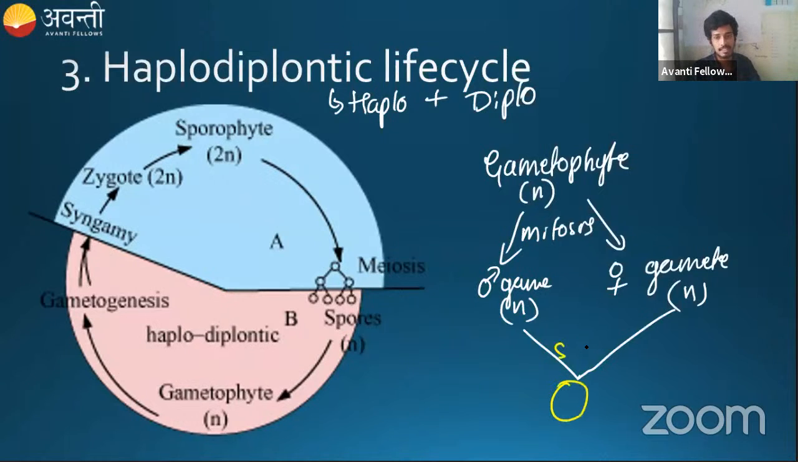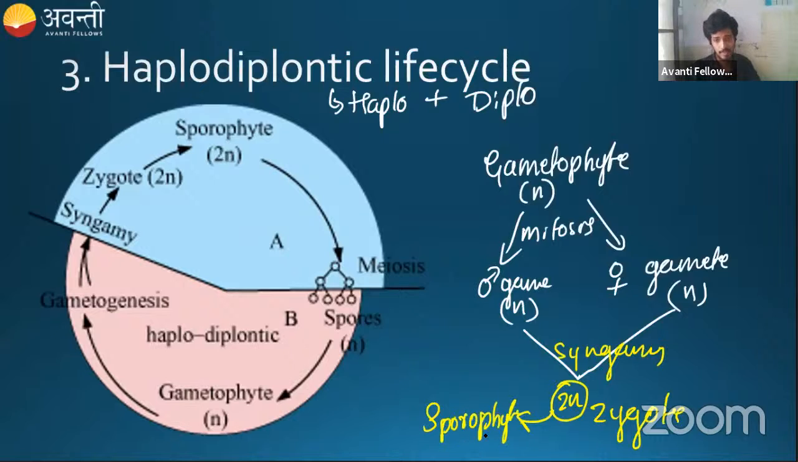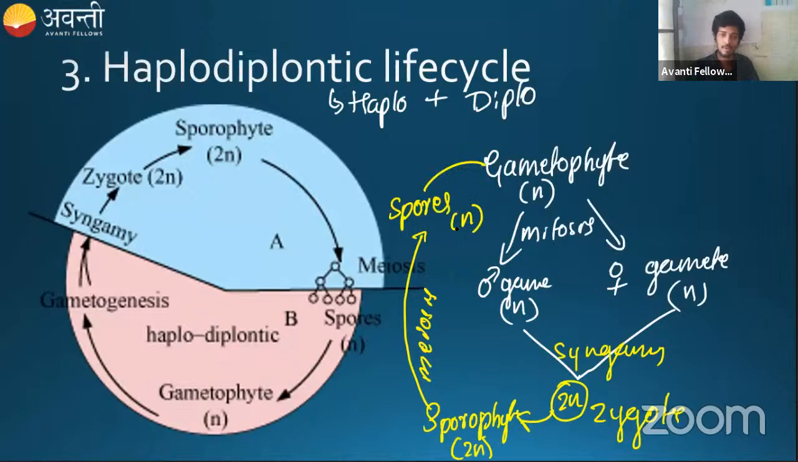This I will write in syngamy. This will fuse, 2n, and form a zygote. This zygote will give rise to a new plant body that's called a sporophyte. This sporophyte is 2N in nature, because it's just a development. This sporophyte goes through the process of meiosis and produces the spores, which are again haploid in nature. These spores will give rise to the gametophyte again.